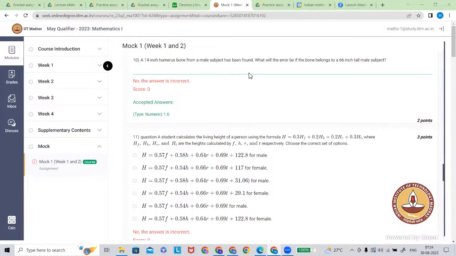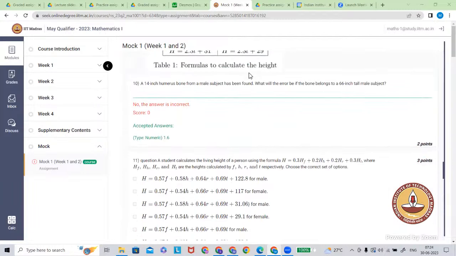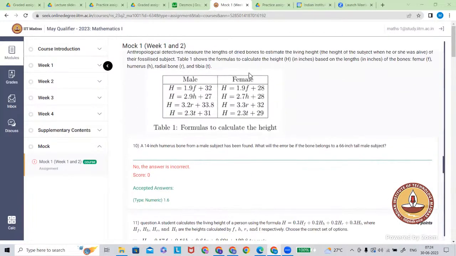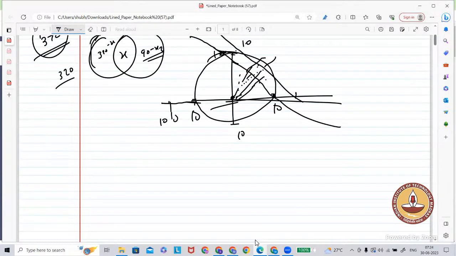So yeah, you just need to substitute. Here, HF is calculated separately for male and separately for female. For male, one by one in this formula you have to calculate HF, HH, HR. So can you show for male? You just need to substitute here. The capital H is equal to 0.3 HF.